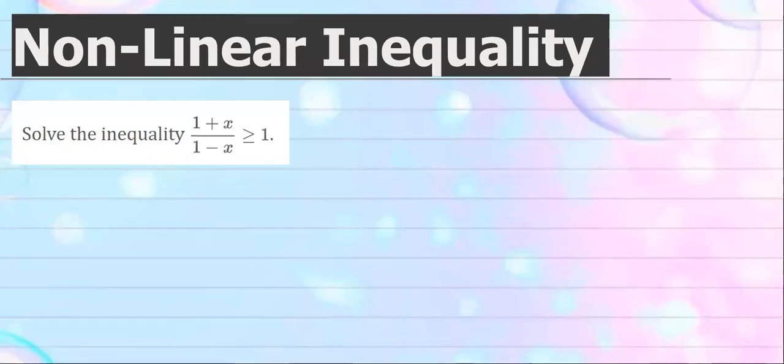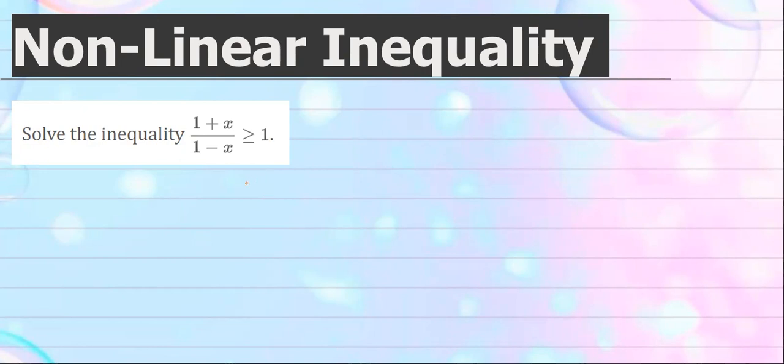Okay, so in this video, we're going to solve another nonlinear inequality. So here's the example. Let's go ahead and find the solutions. First thing you want to do is make sure one side is 0. So move everything to the left. Let's move 1 to the left by subtracting 1.